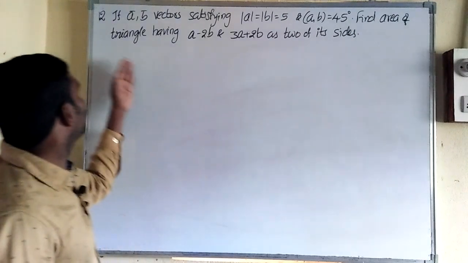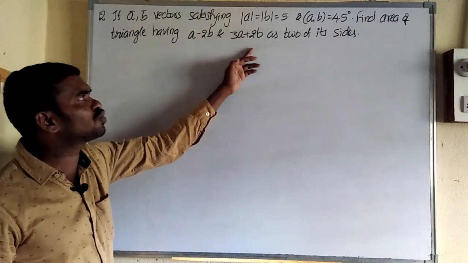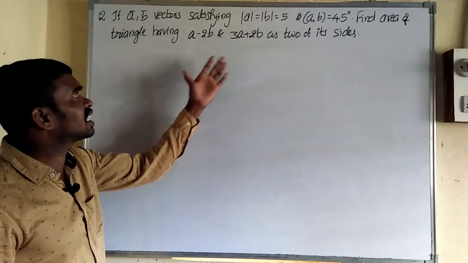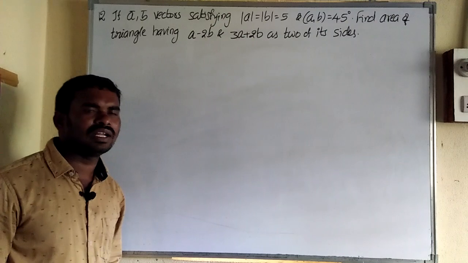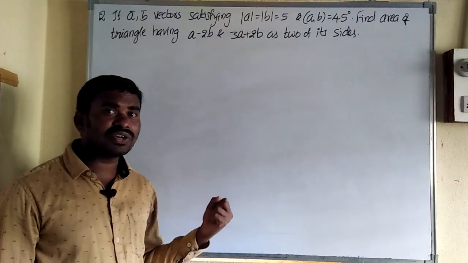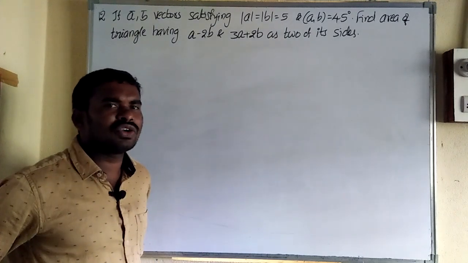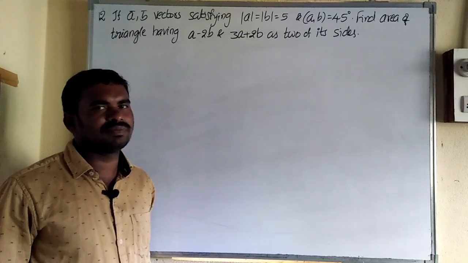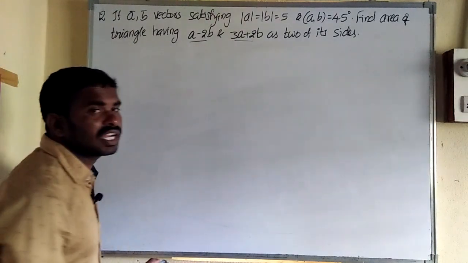Then find the area of the triangle having A minus 2B and 3A plus 2B as two of its sides. Two sides are given, asking to find the area of the triangle. What is the area of a triangle? Generally we know half into base into height. But in vectors, it is half into the modulus of the cross product of the given two vectors, means half into modulus of AB cross AC, or half into modulus of A cross B. So here one vector is A minus 2B, the second vector is 3A plus 2B.